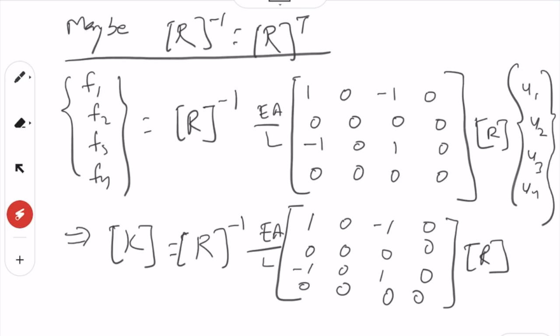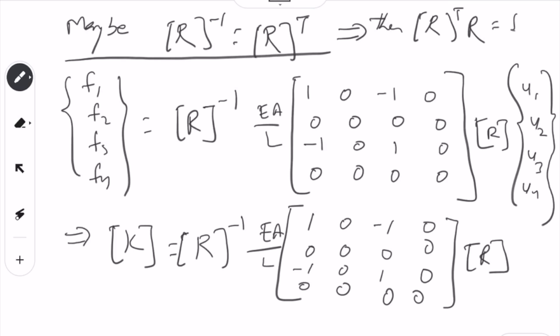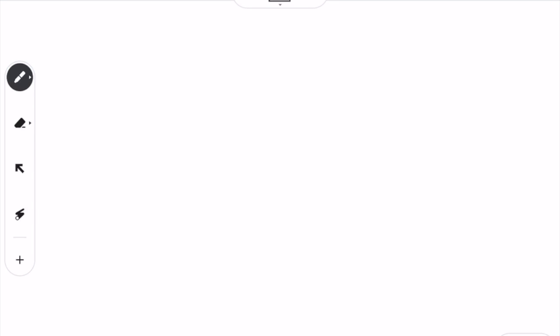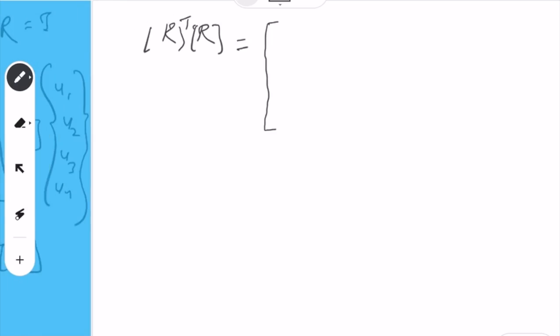Now, let us find out whether this is true. If R inverse equal to R transpose is true, then we should get R transpose R equal to identity matrix. So we can check that. R transpose R will be equal to R transpose times R. Let us have R transpose.